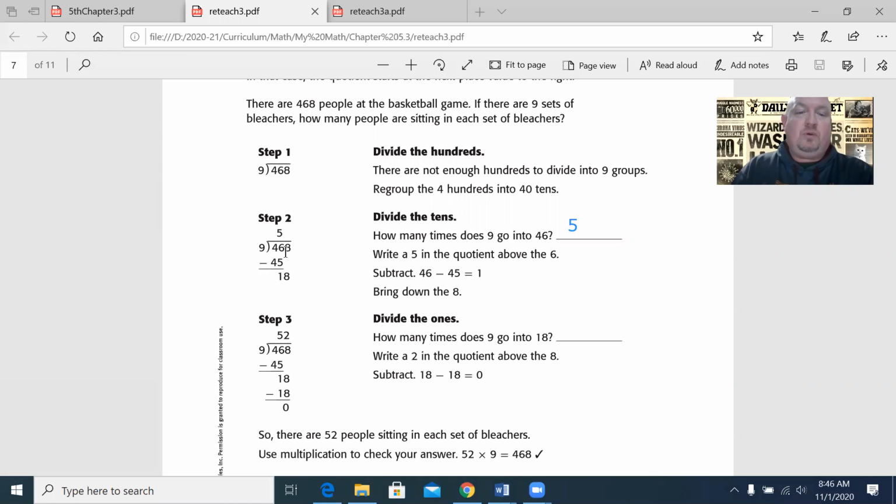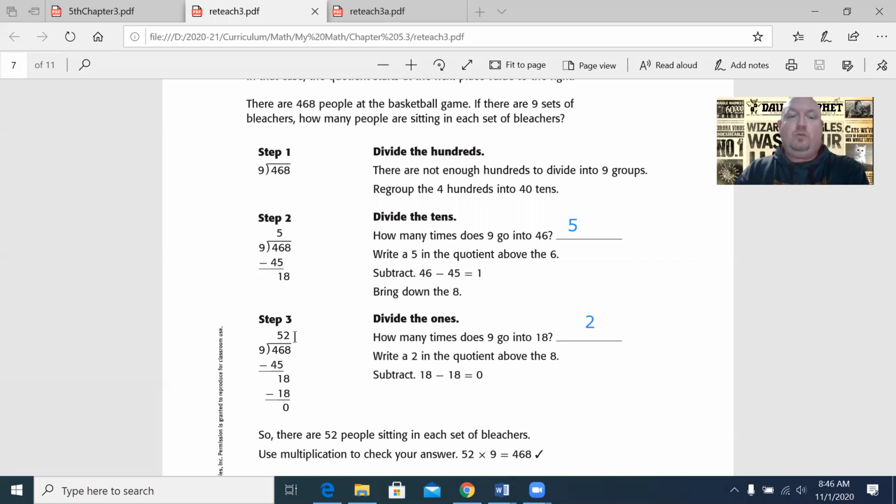And you see how they worked it out here. 46 minus 45 is 1. 1 is smaller than 9, so they brought down the 8. So now we're going 9 into 18. And at this point, we're back to the standard algorithm without any difference from any other problem you ever do. 2 times 9 is 18. So we know that it goes in twice.